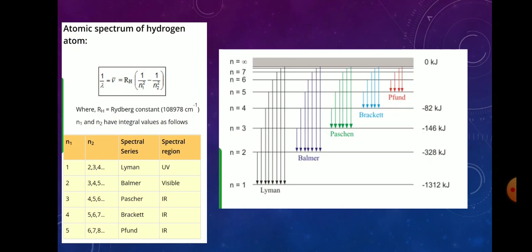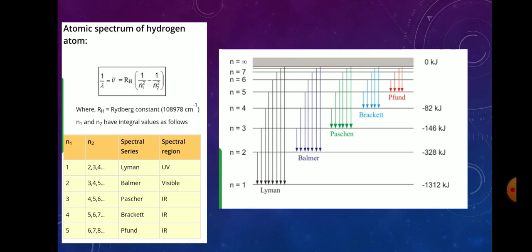Atomic spectrum of hydrogen atom. 1 by lambda, the wave number, is equal to RH into (1 by n1 square minus 1 by n2 square), where RH is the Rydberg constant, whose value is 109678 per centimeter. n1 and n2 have integral values as follows.